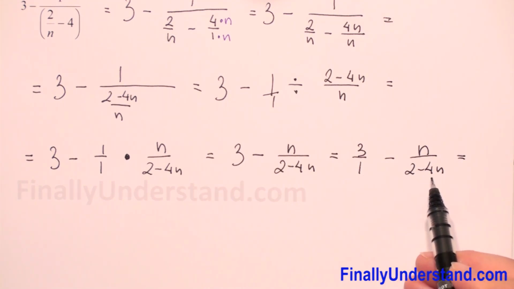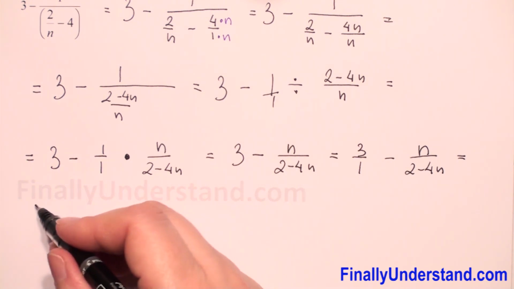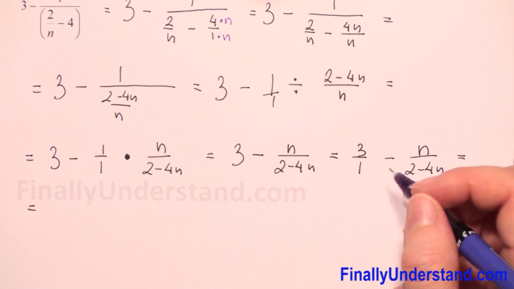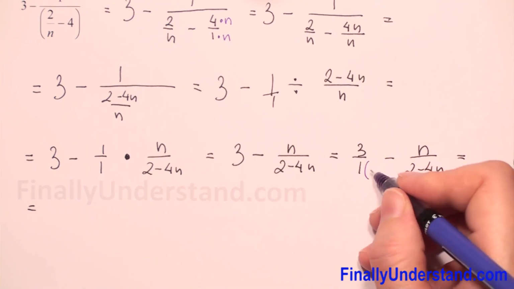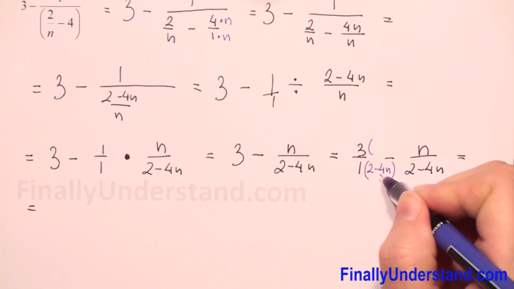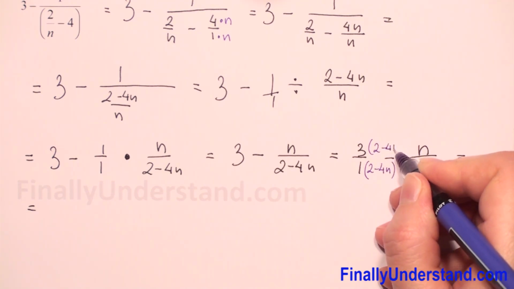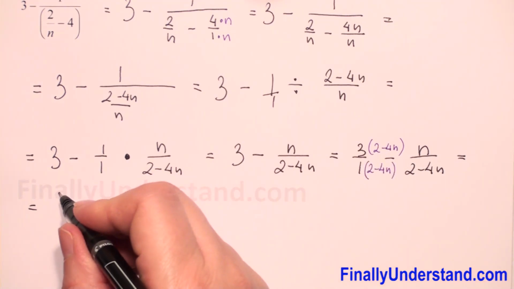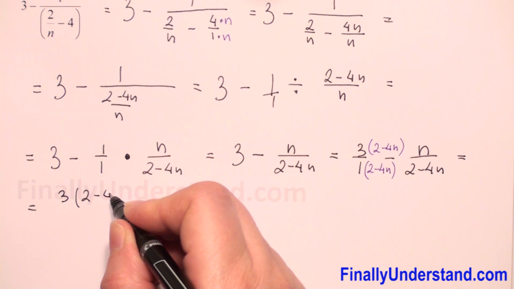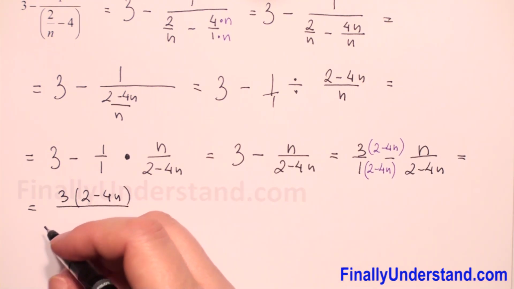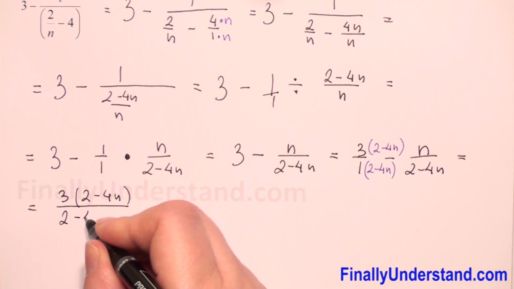1 and 2 minus 4n in the denominator. So the common denominator will be 2 minus 4n, because 1 times 2 minus 4n is 2 minus 4n. So I need to multiply 1 by 2 minus 4n to get the same denominator. Whatever I did with the denominator, I have to do with the numerator. So now we have 3 times 2 minus 4n over 1 times 2 minus 4n. So this is 2 minus 4n.